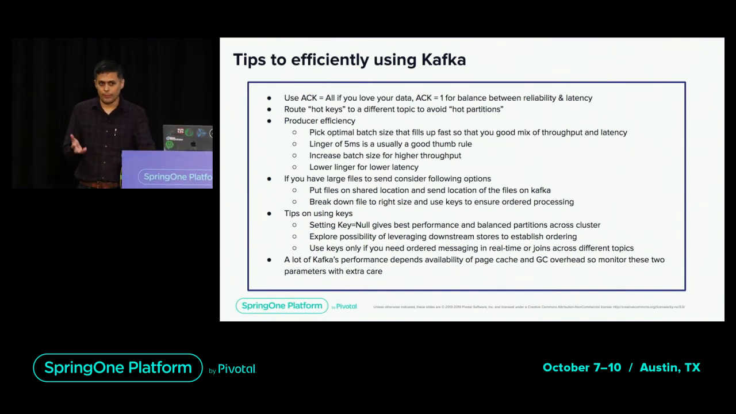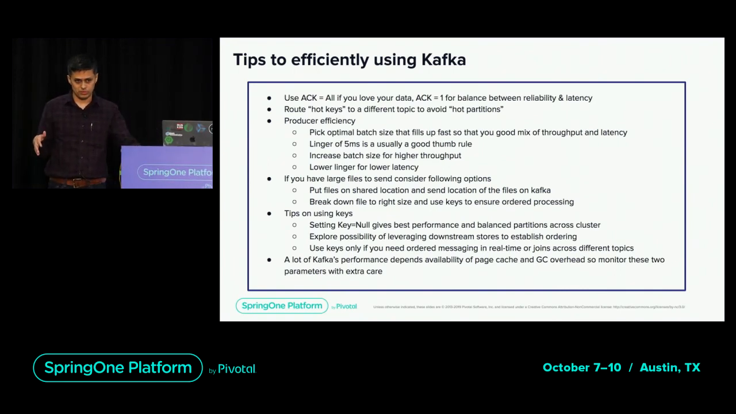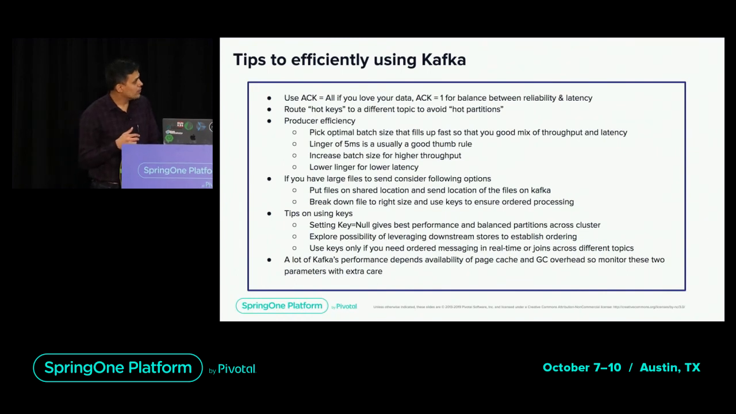The ideal topic is a balanced topic with an evenly balanced workload across all the partitions, right? So if you have such things, consider separating these hotkeys into a separate topic. That will be a good idea. Producer efficiency: batching happens on the producer side. I couldn't cover that in the building blocks. It's not a one-on-one session, as I said.